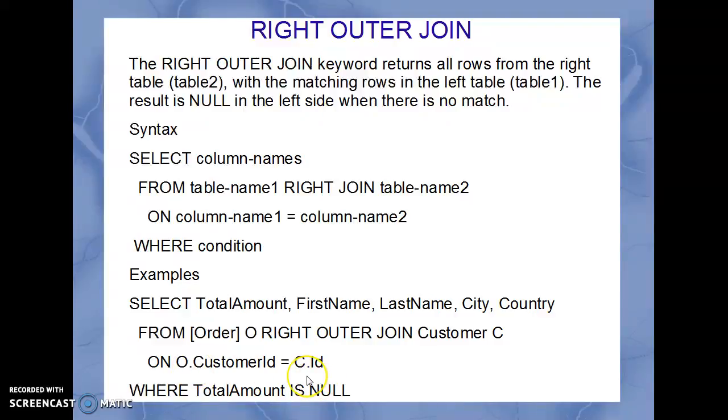If this condition is satisfied, that means it exists, where amount is null. If a particular column, the total amount column, has a null value, this condition will be satisfied. It performs on these values, that is order customer ID equal to customer ID. This is called right outer join. It gives preference to the second table, the right side table.